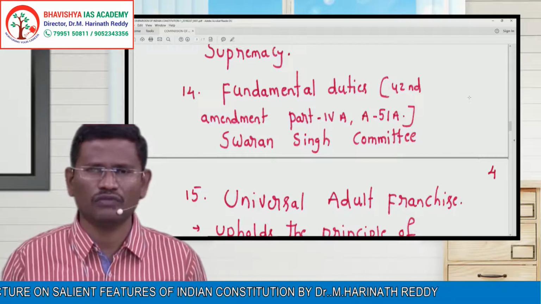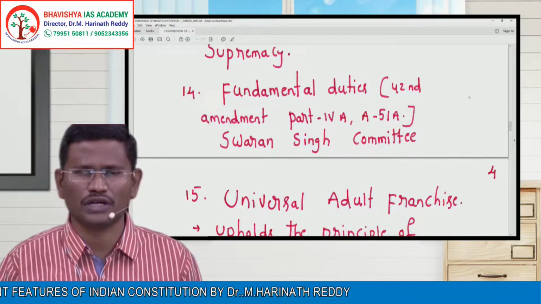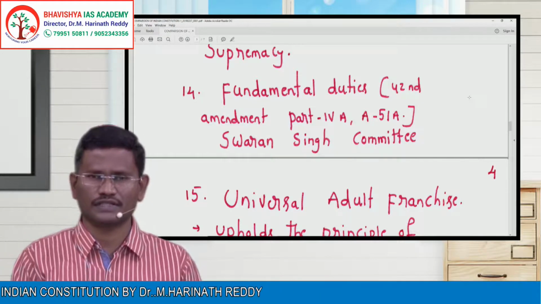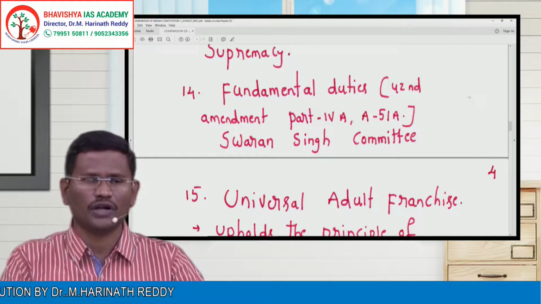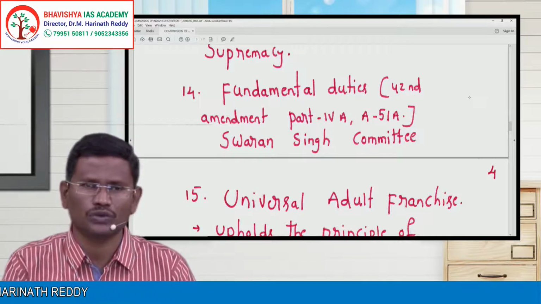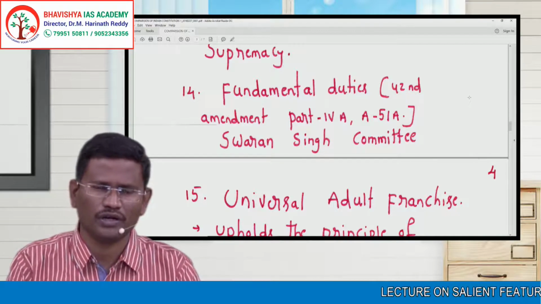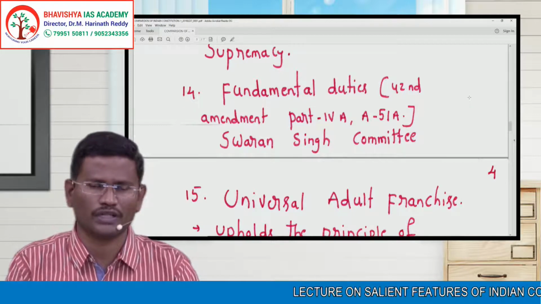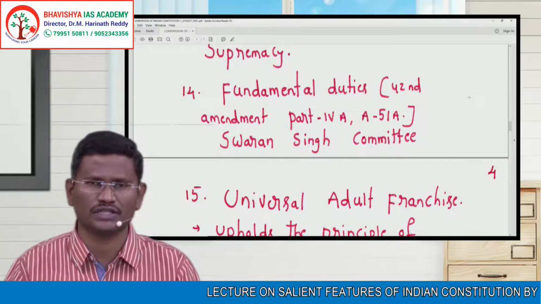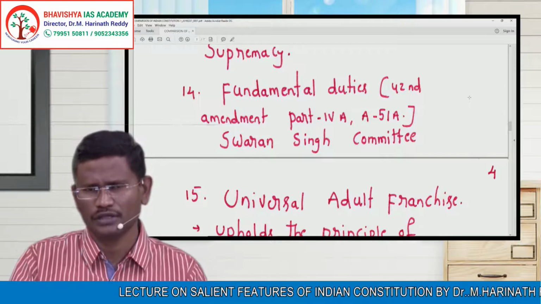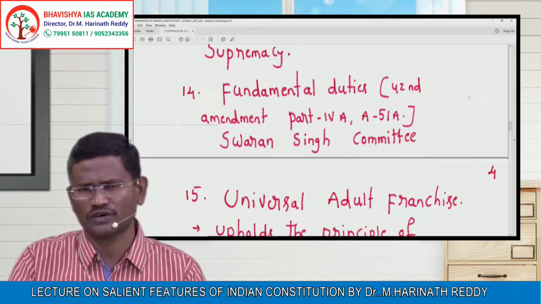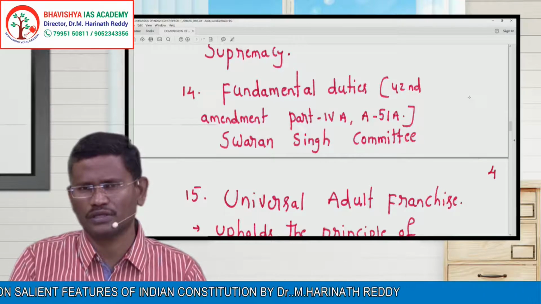So there are 11 fundamental duties which are imposed on all the citizens of this country. For example, it is the fundamental duty of every citizen to renounce the practices which are derogatory to the dignity of women. It is the fundamental duty of every citizen to protect the sovereignty, unity and integrity of India. Like this, the Indian Constitution provides for a set of 11 fundamental duties on the citizens.